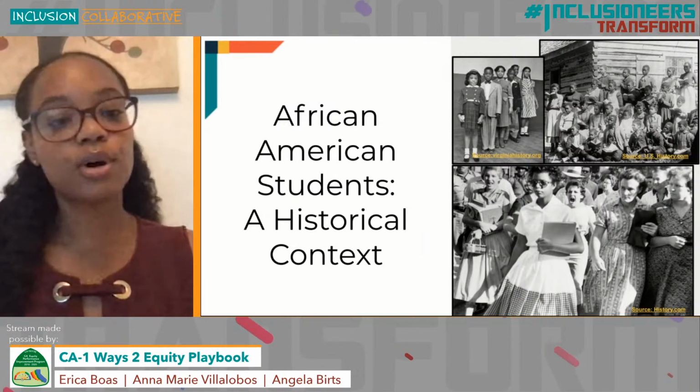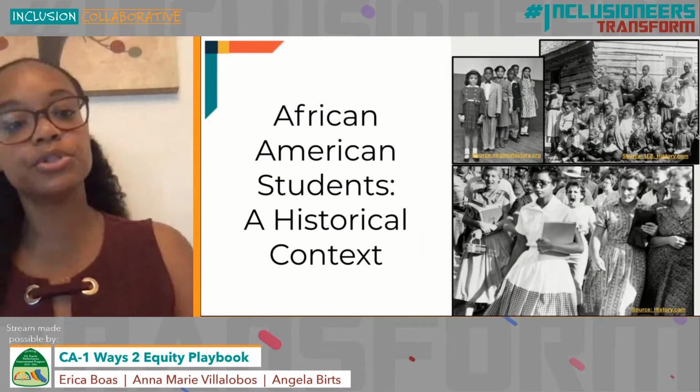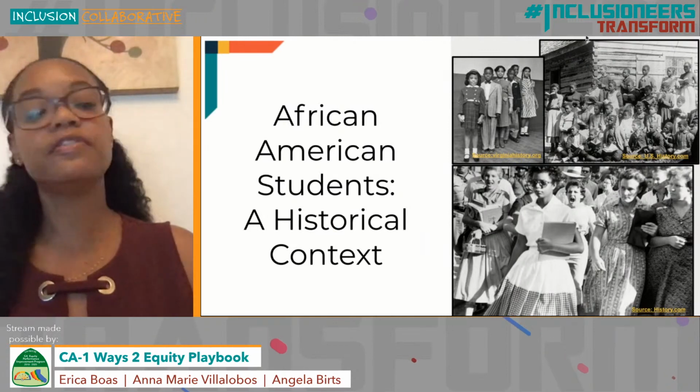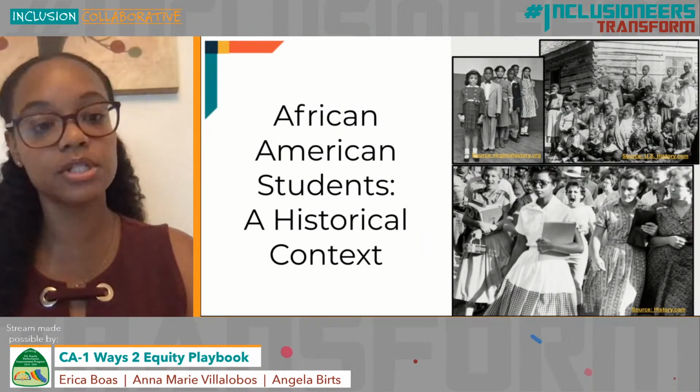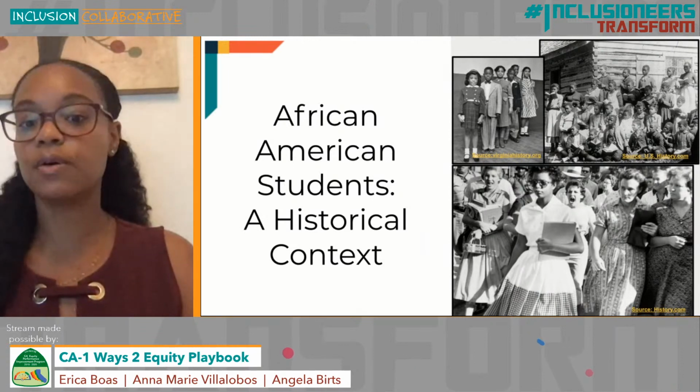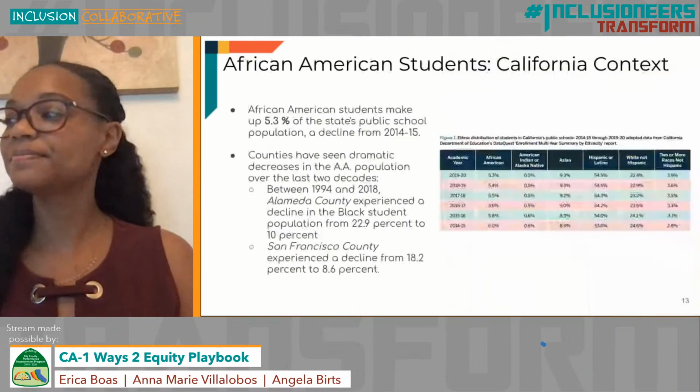The social, cultural, and political future of our country will be defined by the opportunities we not only set for African American students, but for students of color as a whole. Next slide.